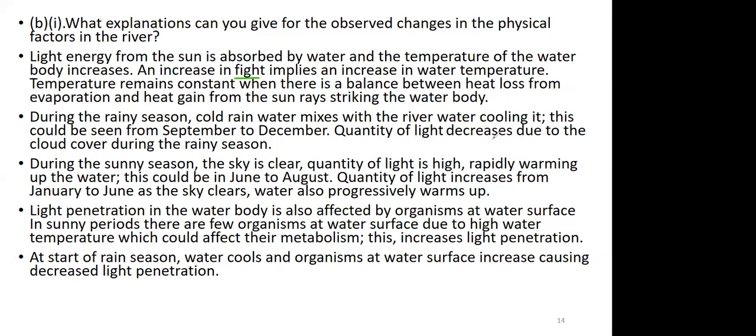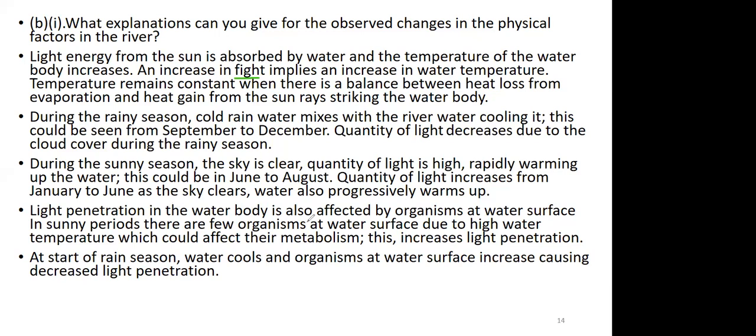And then the quantity of light decreases due to cloud cover. You know, in this rainy season, there's a lot of nimbus clouds. And then during the sunny season, the sky is clear, so the quantity of light is high, rapidly warming up the water. So if you look at our graph, that's about June to August. Then the quantity of light increases from January to June as the sky is clear. Then the water also progressively warms up due to, of course, the increase in the light intensity.